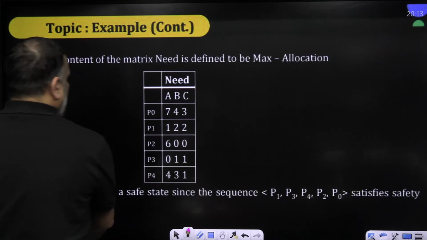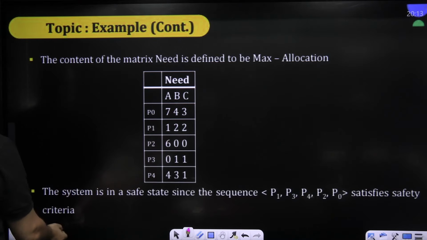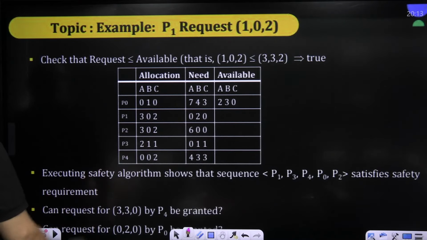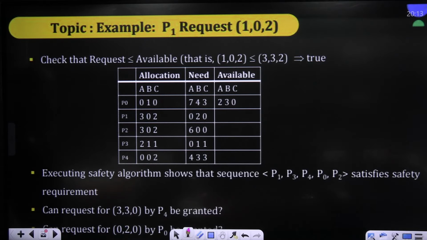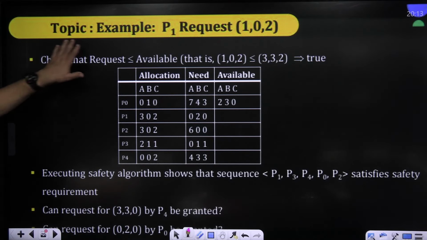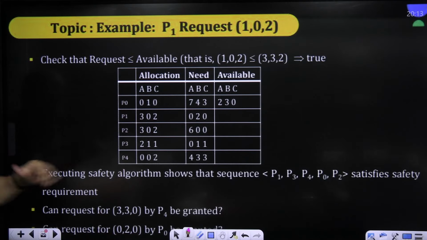So let me see whether I have that example. Yes, look at this, the need is what we traced out just now. Now look at this example. Process P1 is now requesting 102. This is my current state. Are you getting my point? This is my current state.